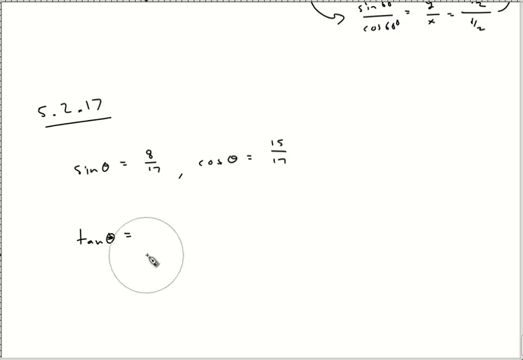That's supposed to be a theta, but it's just totally too ugly. There we go. So they say find the tangent given all this other stuff here. Well, again, there's a lot of formulas here, but what I'm going to say is that the formula in this case is sine over cosine.